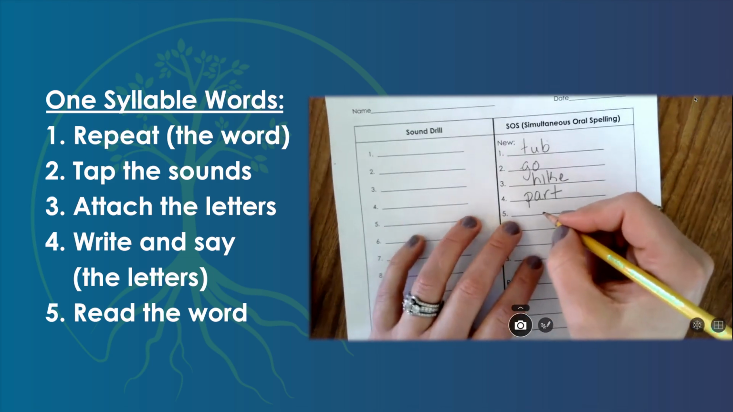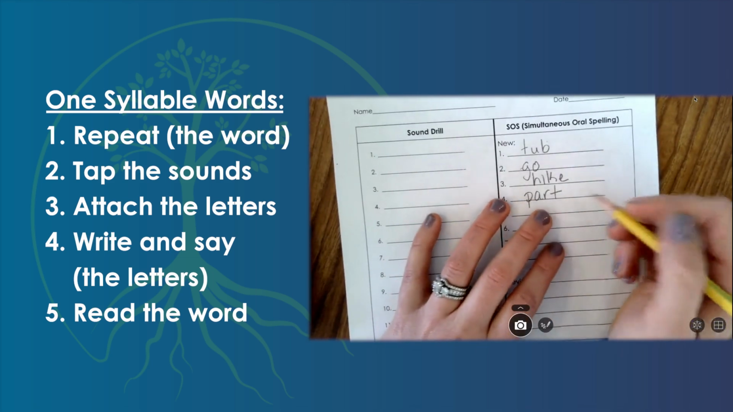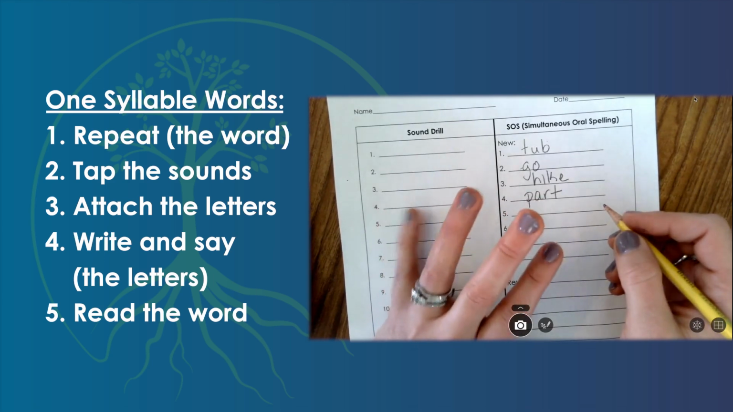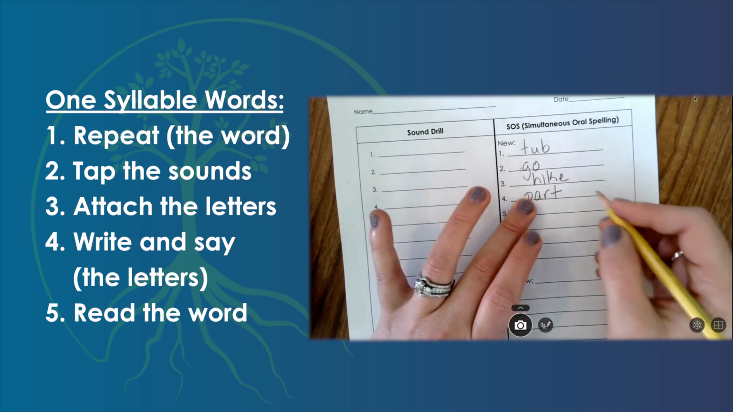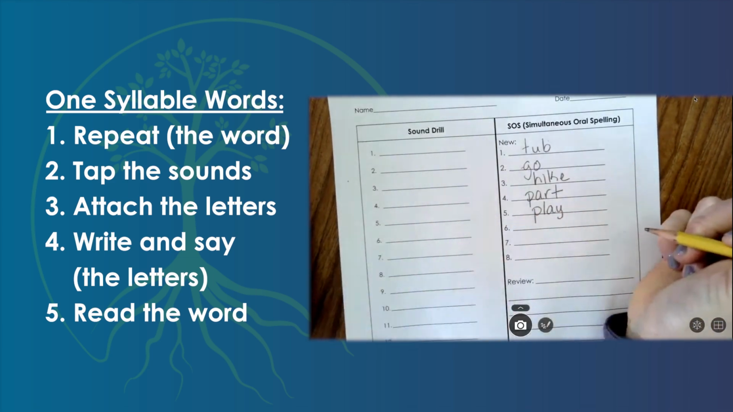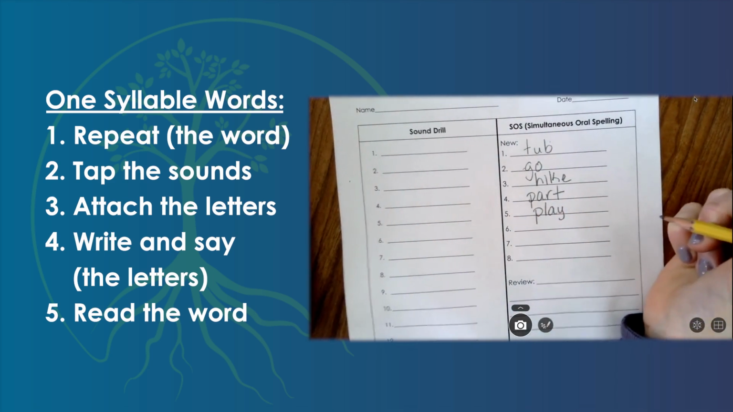Number 5, let's do a vowel team, the word play. So we're going to tap play, P, L, A. Attach the letters P-L-A-Y. Write and say P-L-A-Y. And that's how you can do one-syllable words.